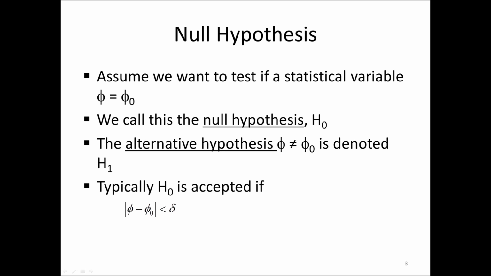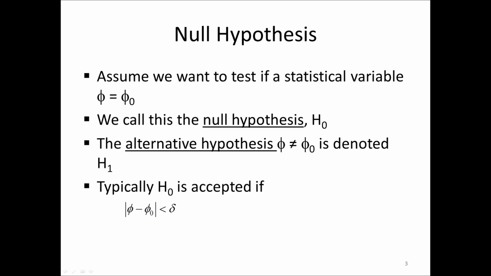We call the variable that we want to test phi, and we want to test if this variable is equal to some value phi sub naught. We call this the null hypothesis, that is, that phi is equal to phi sub naught. When we use this test later, phi will be, for example, the RMS level that we use to test for stationarity.